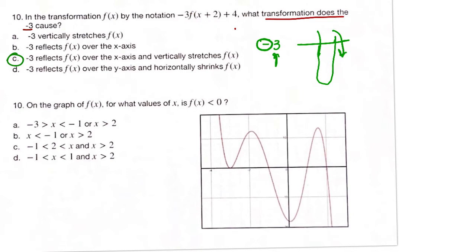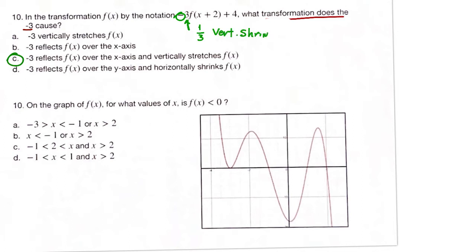Anytime we have a number out in front of your function like that, whether it's positive or negative, the positive or negative just controls whether it opens up or opens down. Okay, flips it upside down over the x-axis. But the number in front of it is what stretches it vertically. So a 3 is a vertical stretch, whereas like a 1/3 would be a vertical shrink. We've had those things before.